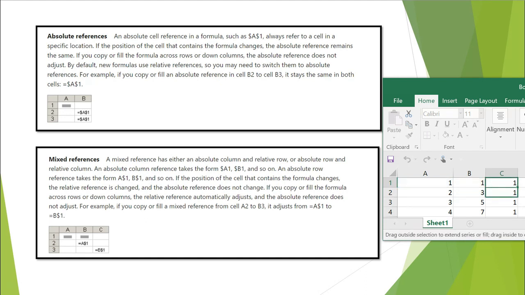Now let me drag and drop it. You can see that it is taking this A2, but this B1 remains the same. Similarly, here A3 comes but B1 remains the same, and here A4 came multiplied by B1, which remains absolutely referred. Understood?